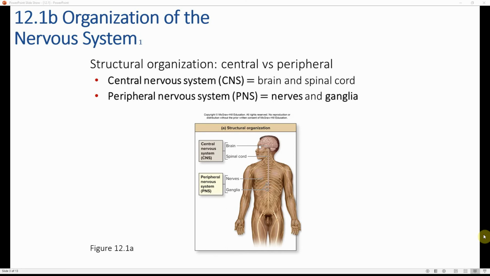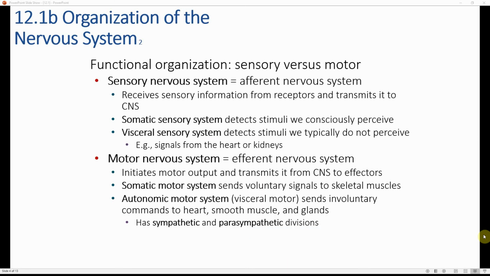So the way the nervous system is organized, we've got the central nervous system, which is defined as the brain and spinal cord. We also have the peripheral nervous system, which are all the nerves and the ganglia that are outside of the central nervous system. We can also functionally divide the nervous system into two parts. There's the sensory nervous system, also known as the afferent nervous system. Afferent means toward a central location. So the sensory nervous system is all the pathways and signals taking sensory info from the body or from the outside universe and funneling that toward the central nervous system.